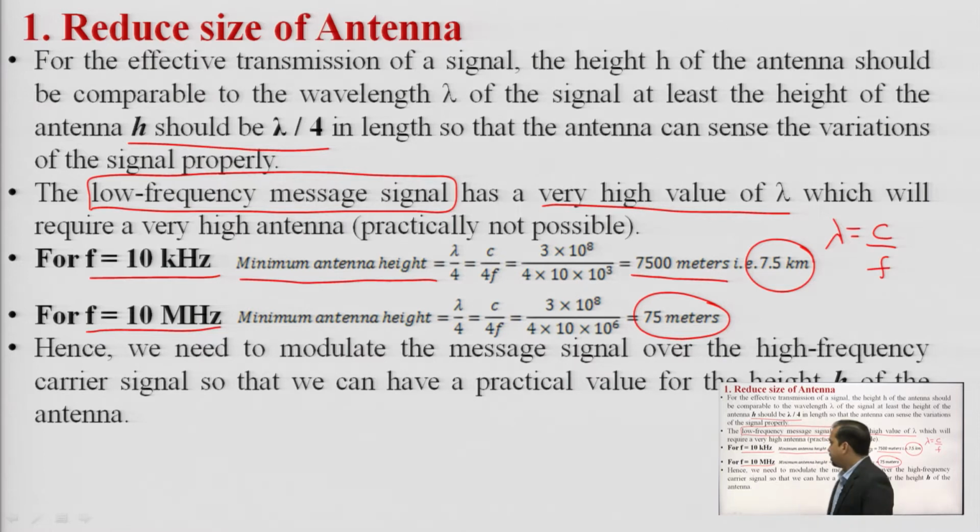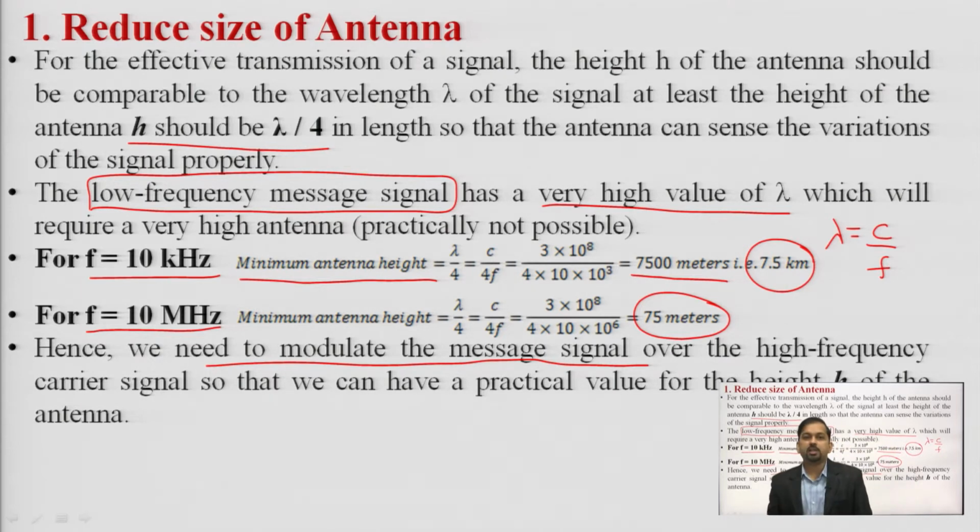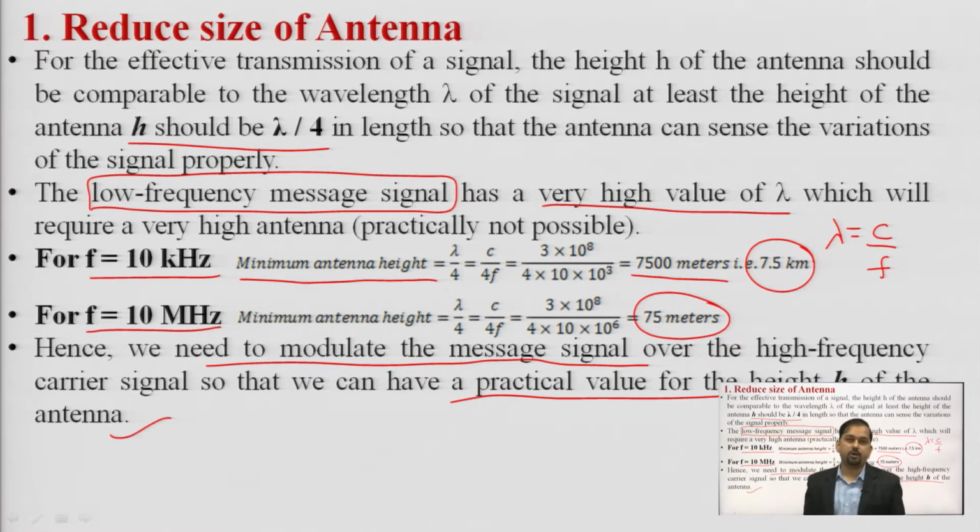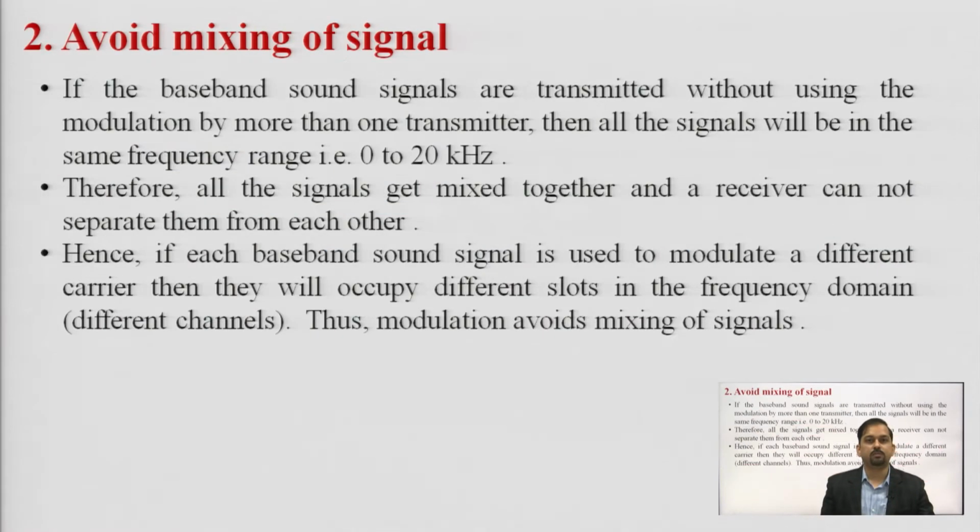So modulation is required for the message signal, and with the help of modulation we convert our baseband signal, which is a low frequency signal, into a higher frequency signal, which gives a practical value for the height of antenna. So we can achieve a practical height of antenna at high frequency.